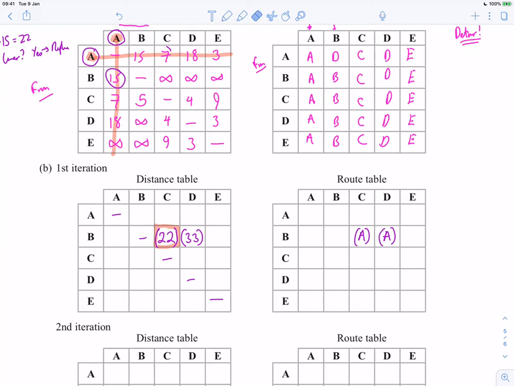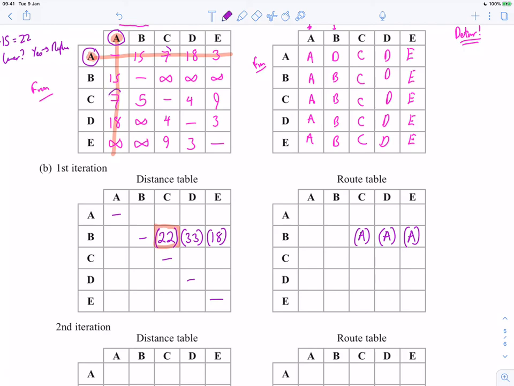Next up, I'm now at the 3. 3 plus 15 is 18. Is that smaller than the corresponding infinity? Yes. So I'm going to put an 18 there. And because I'm dealing with A and A, then this gets replaced with A as well. Right, so now I've done the B column.